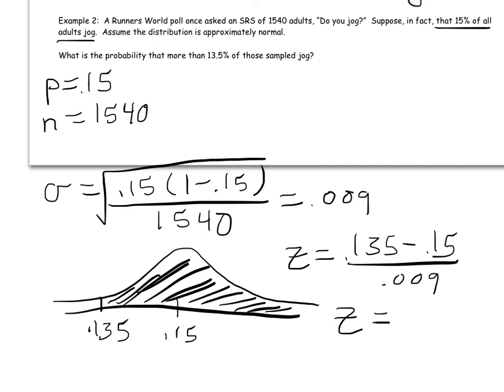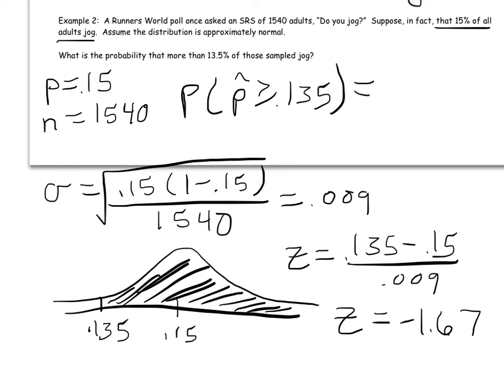I'm just doing the computation now. I get a z-score of negative 1.67. So now the answer, the probability that p hat is greater than or equal to 0.135 is going to be the normal CDF of negative 1.67 out to infinity, which gives me about 95%, 95.2%. So there's about a 95% chance that if I took a random sample of 1,540 adults, 13.5% of those sampled or more would say that they do jog.